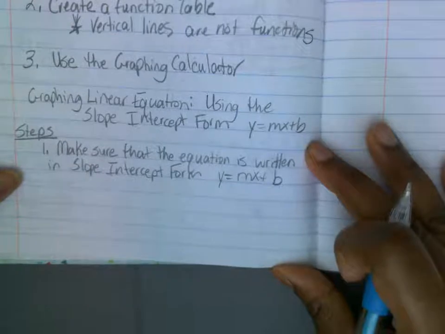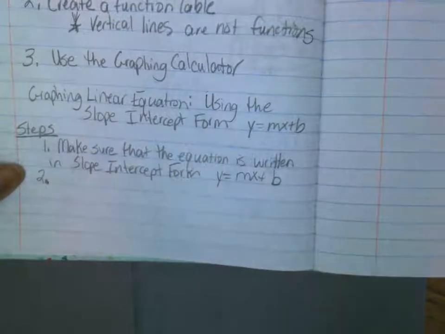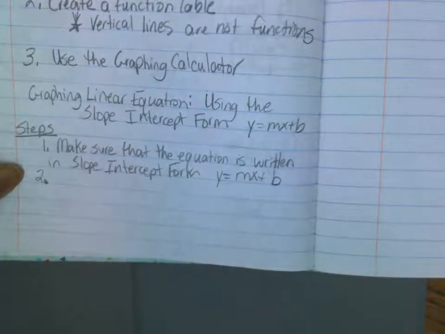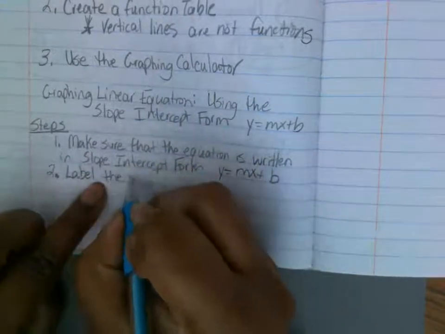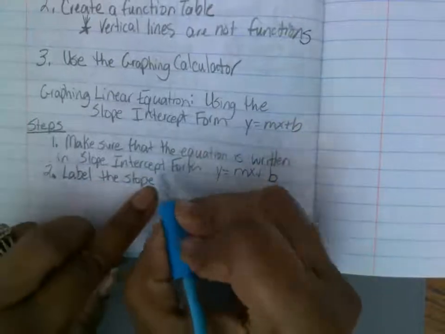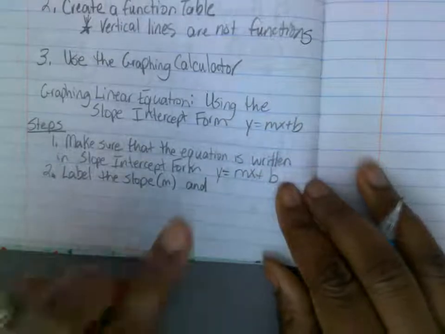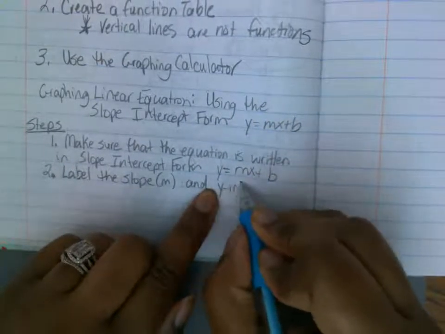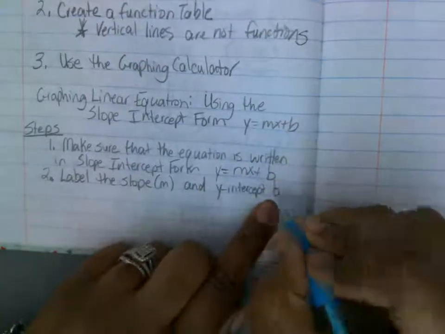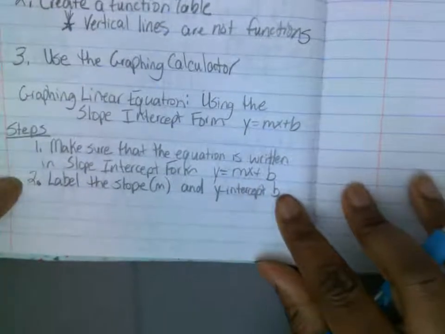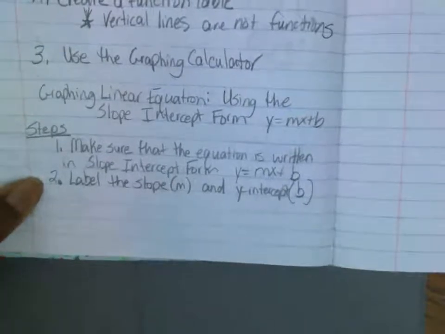The second step is to label your slope and your y-intercept. The letter for slope is m, and the letter for y-intercept is b. Put both of those in parentheses. I'll pause for a second so you can catch up.